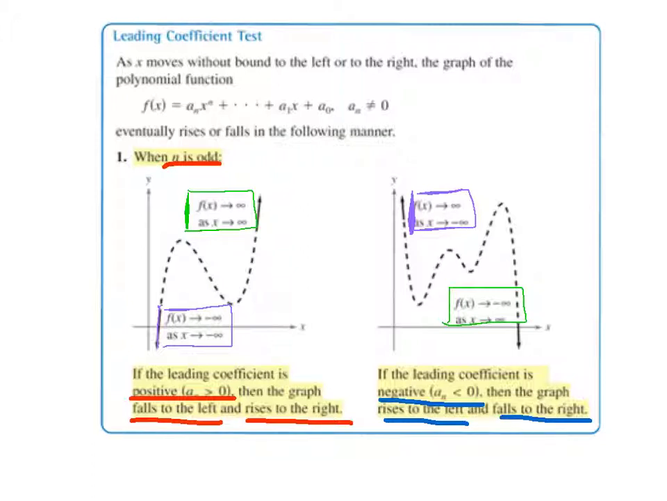That would follow this graph, where your a is positive. That means your graph is going to be falling to the left. So f of x approaches negative infinity as x approaches negative infinity, and then it rises to the right, which means that f of x approaches infinity as x approaches infinity.